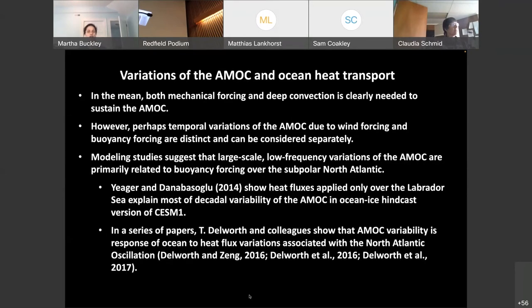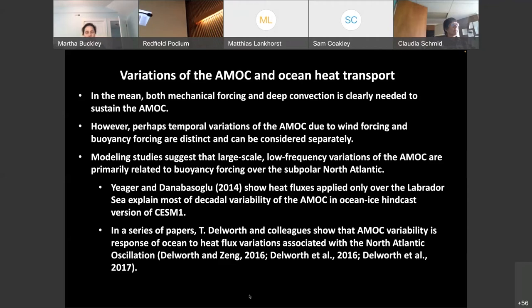Okay, but what about variations of the AMOC and the ocean heat transport? So it's possible that temporal variations of the AMOC due to wind forcing and buoyancy forcing are distinct and can be considered separately. And there's some evidence from modeling studies that this is the case. For example, Yeager and Danabasoglu 2014 showed that heat fluxes applied only over the Labrador Sea explain most of the decadal variability of the AMOC in an ocean-ice hindcast version of CESM.